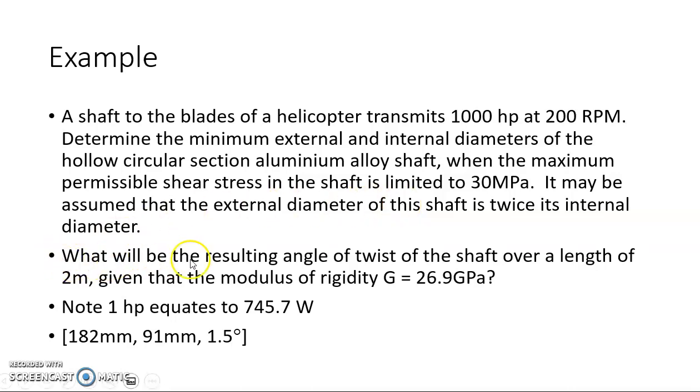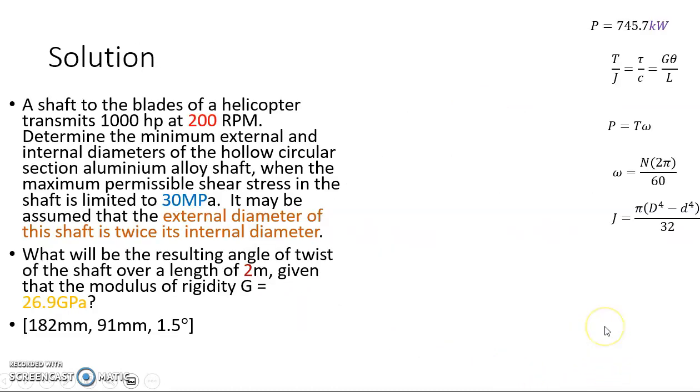And we're then asked, what will be the resulting angle of twist of the shaft over a length of 2 meters, given that the modulus of rigidity G is 26.9 gigapascals. Alright, so first of all, let's convert 1000 horsepower to watts. So 1000 horsepower multiplied by 745.7 watts is 745.7 kilowatts.